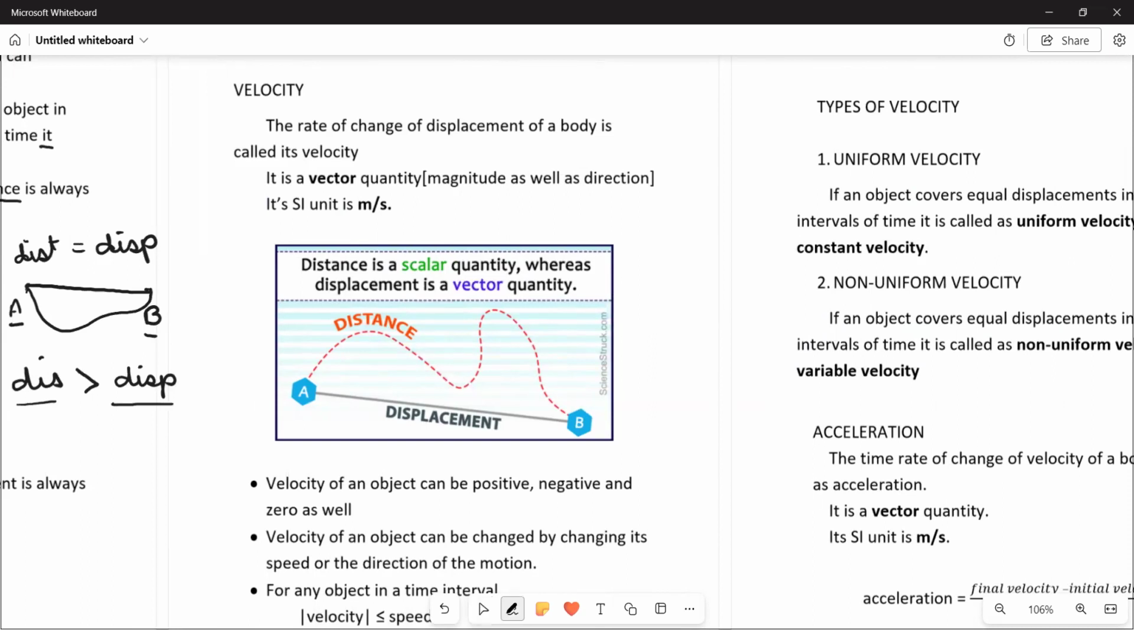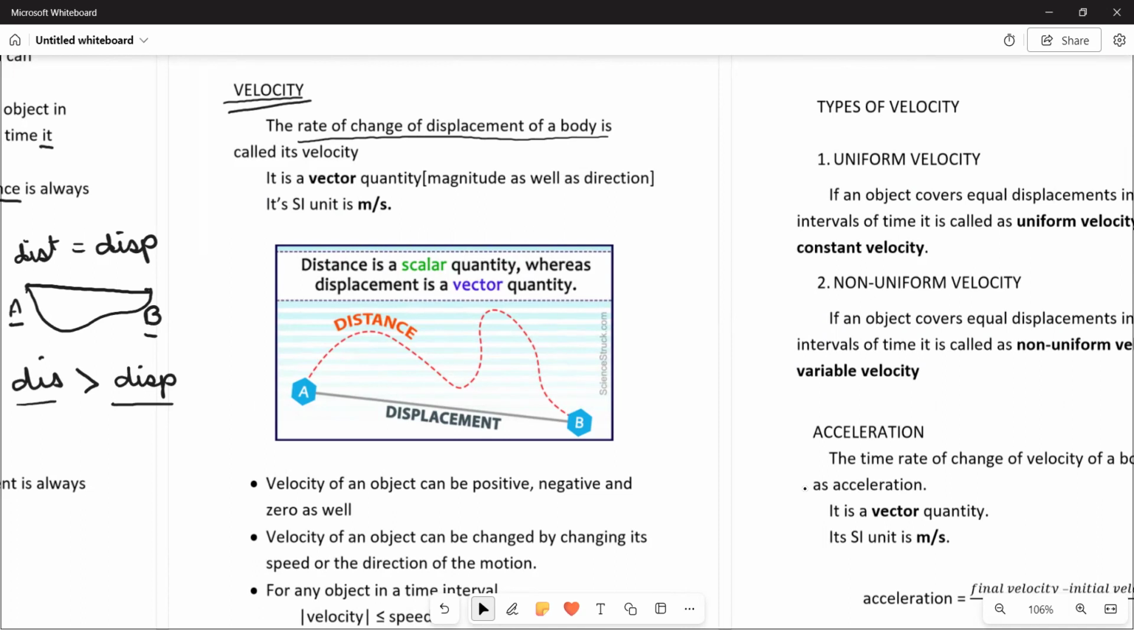Now we'll discuss about the velocity. Velocity is the rate of change of displacement of a body. The rate of change of displacement of a body means how fast a body is displacing itself or how slow a body is displacing itself. It is expressed using the term velocity.